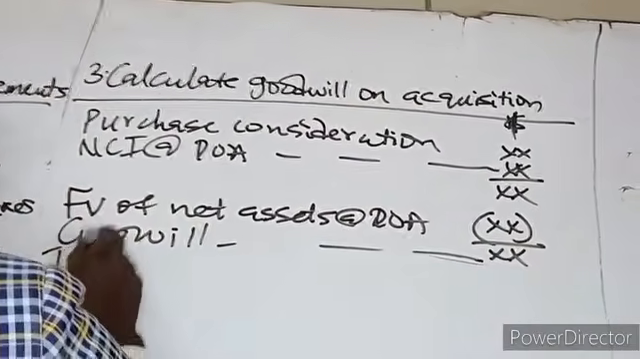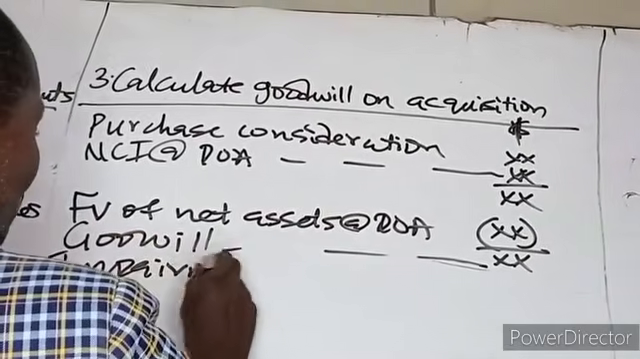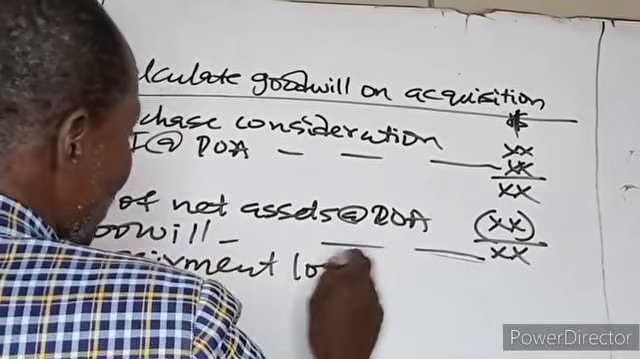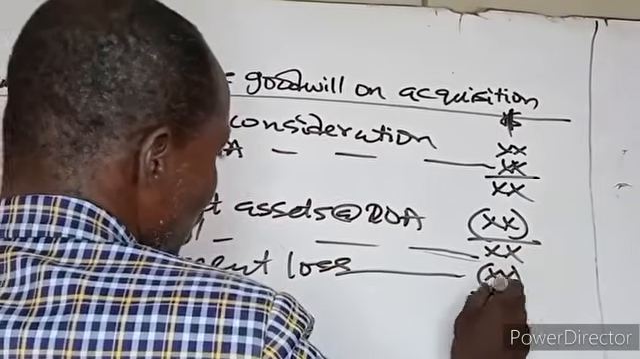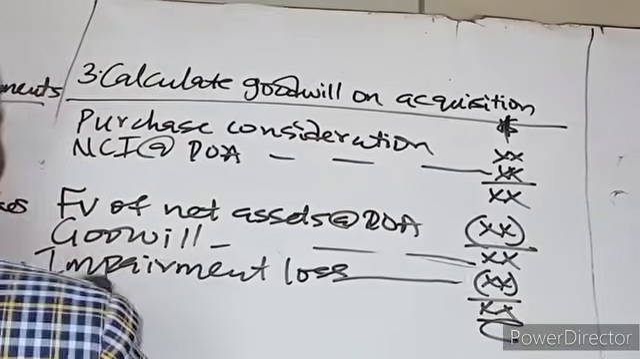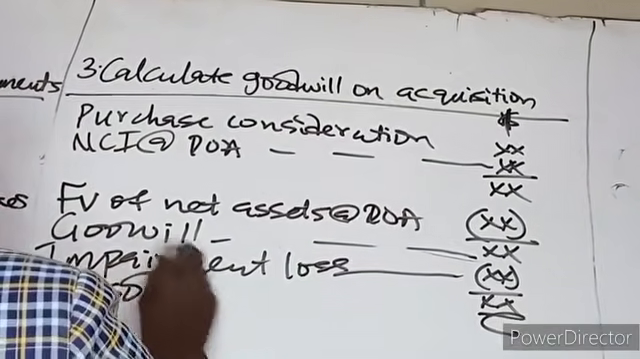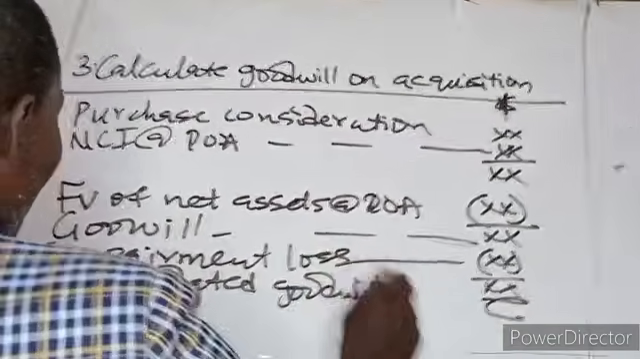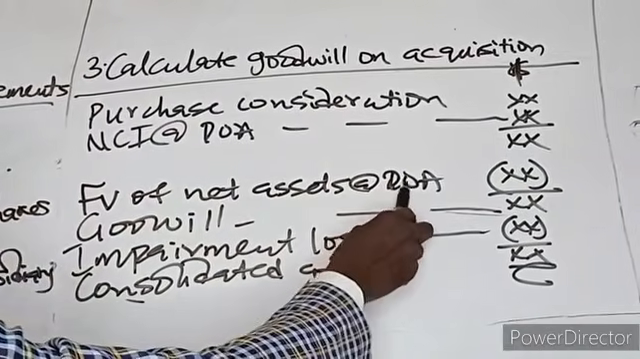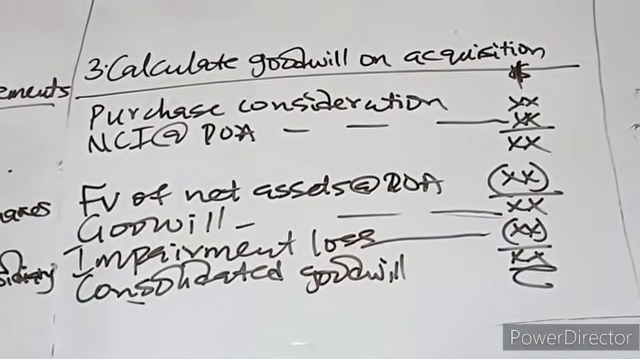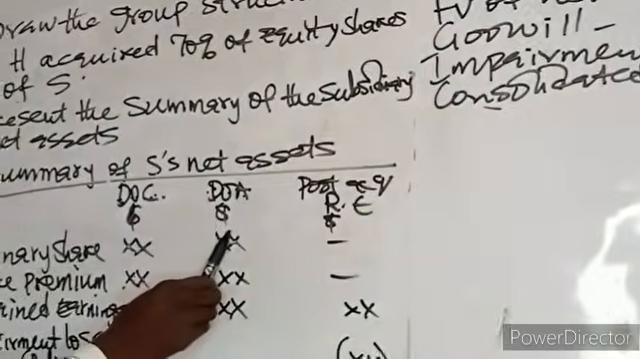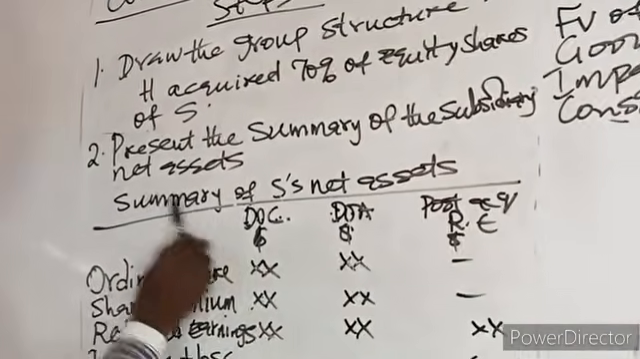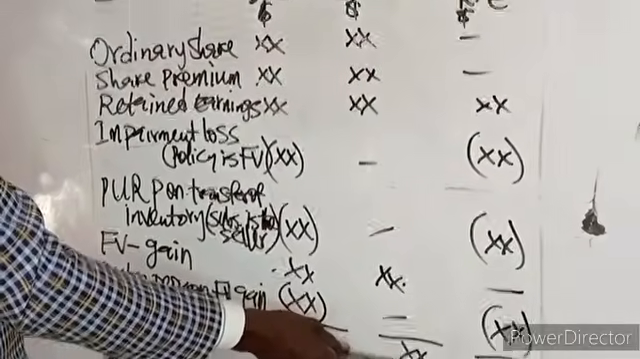Then you deduct the impairment loss. You arrive at the consolidated goodwill. Fair value of net assets at DOA is the amount you have arrived at in the summary of the net assets. The column of DOA, the total there, is what you have here.